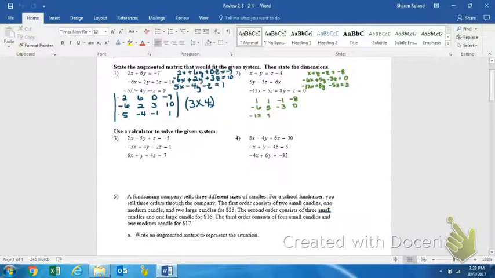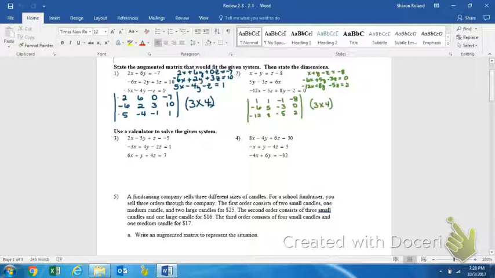-12, 8, -5, and 2. There's your matrix. It doesn't say to solve it. We just had to do the matrix. And this is a 3 by 4 because there's 3 rows and 4 columns.